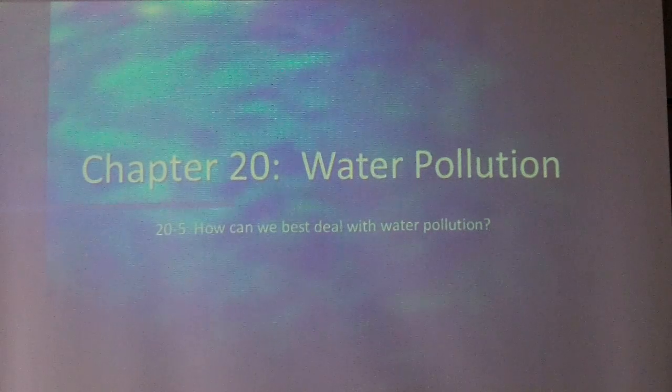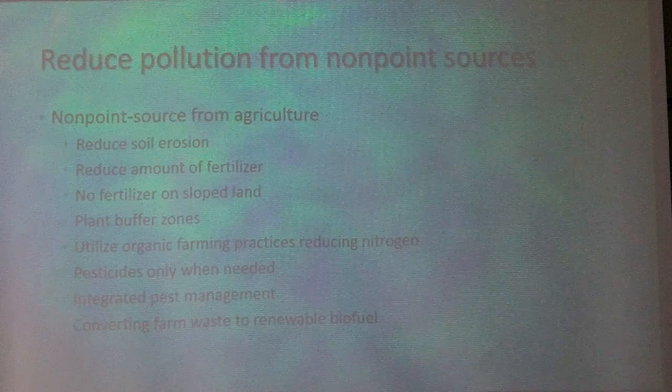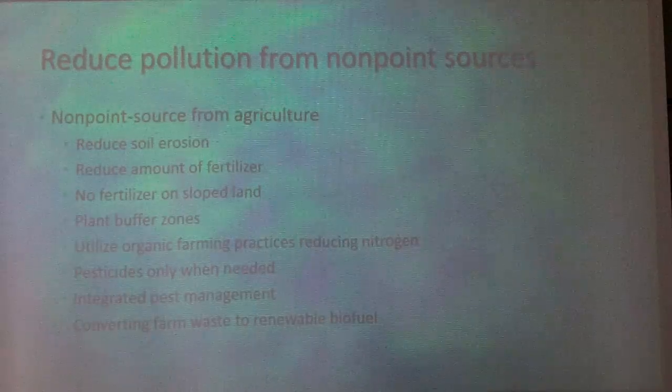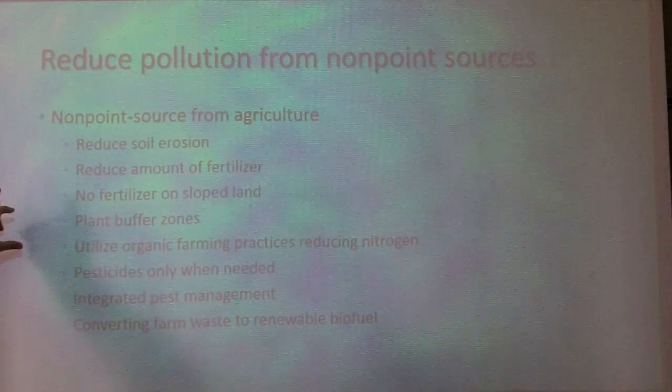Okay, last one, 25. How can we best deal with water pollution? Reduce soil erosion, reduce the amount of fertilizer. No fertilizer on sloped lands. This is basically what we covered at the end of last section right here.